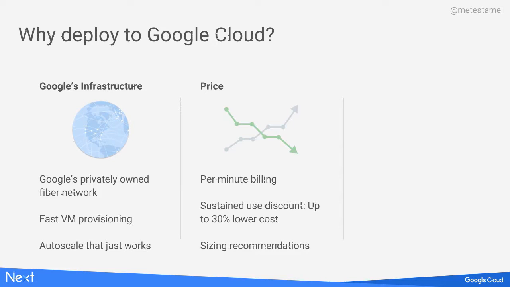Number 2 is price. If you're shopping for something, you definitely care about price. So what we try to do is, first of all, keep our prices as competitive as possible. But on top of that, we have features that help you save even more. For example, if you want to run your VM for 10 minutes, you pay for 10 minutes. You don't pay for the whole hour.